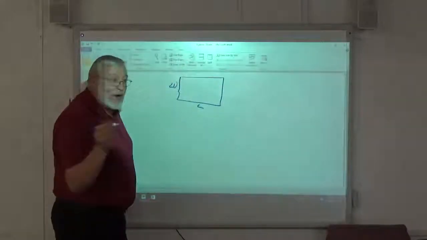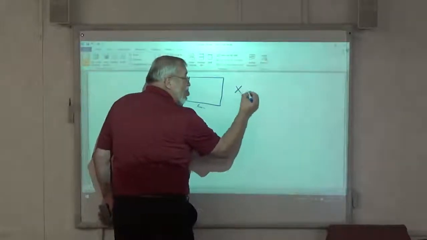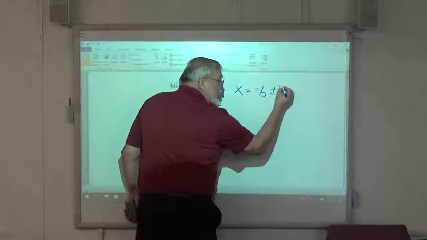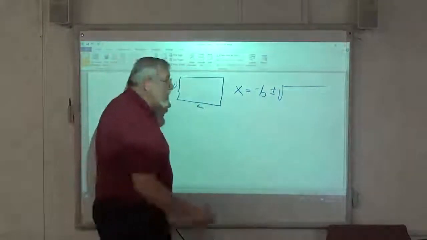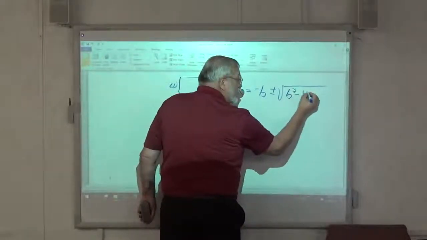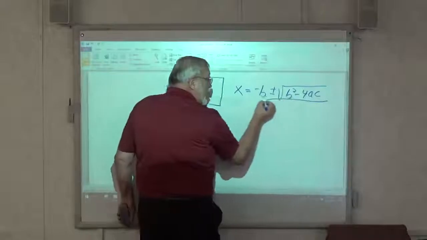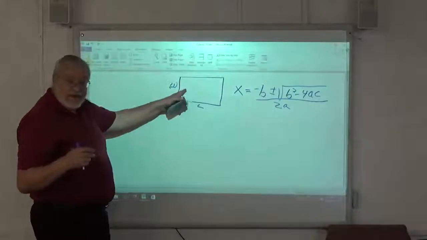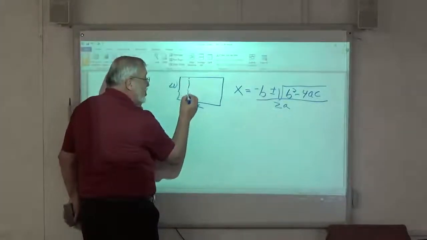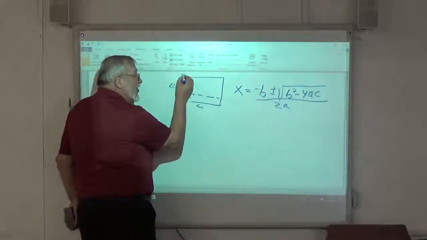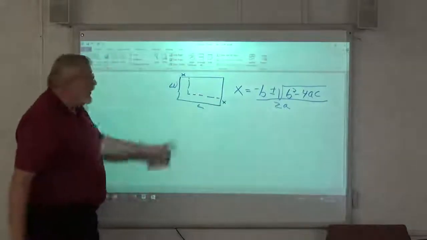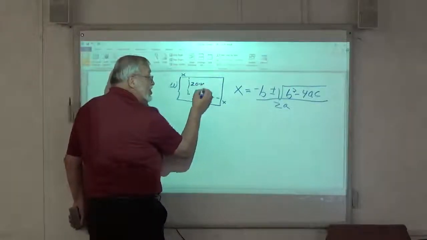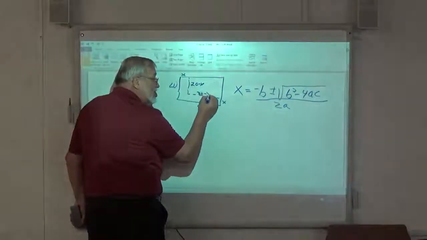The quadratic equation that you're supposed to be able to do is x equals the opposite of b, plus or minus the square root of b squared minus 4 times a times c, all over 2a. Now, they're taking an x out in width. What does that leave? It leaves 20 minus x here, and 30 minus x here.